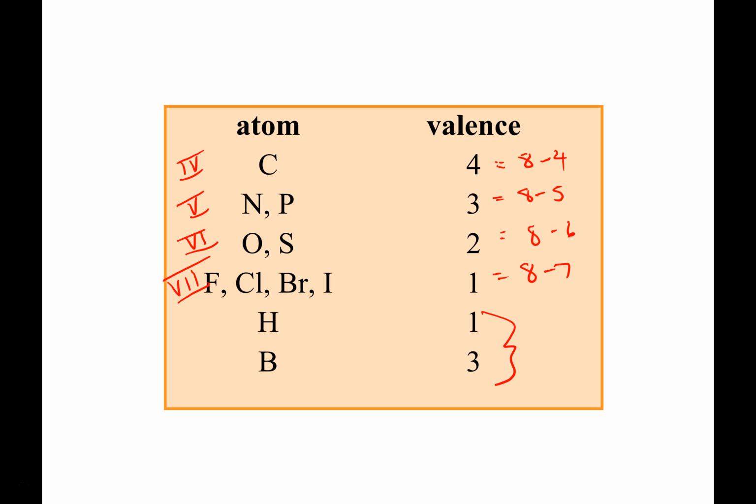What about the rare gases? How many times do you expect that to reach out? So follow the rule. What group are they? They are 8A, so 0. It's true. 8 minus 8 is 0. They're inert. They don't like to reach out. They have arrived.